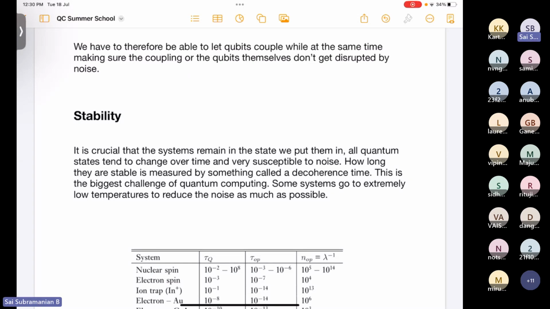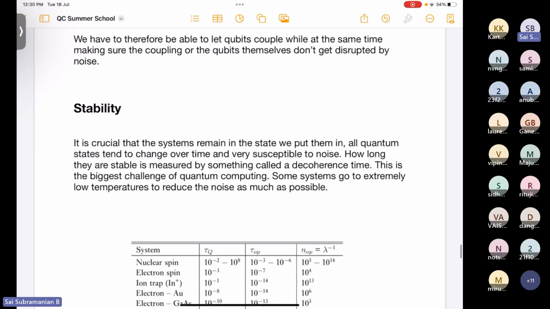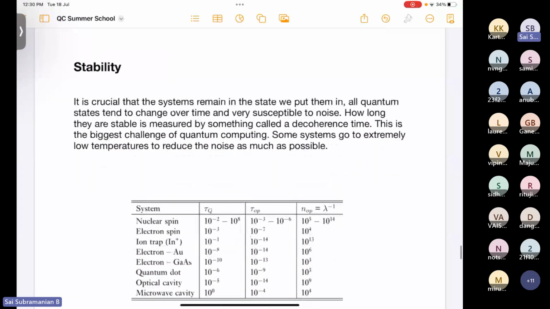The way we measure how stable something is, is using a time called decoherence time. Basically, it is how long a state will remain in the state we left it in before we can no longer identify it. Let's say we leave a state in the zero state. After some time, if we leave it for a long time, suddenly it will be in some superposition of 0 and 1 and we lose our original information. How long it takes is called decoherence time. This is probably the biggest challenge.